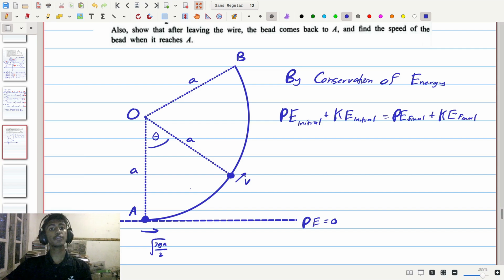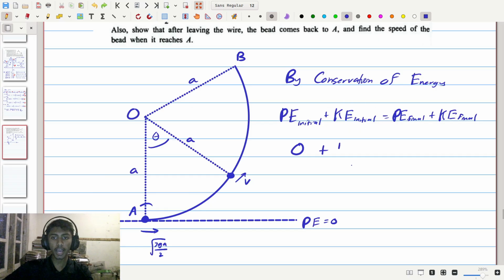So now, if we go around substituting for this, the initial point is this point here where we're at A. At A, PE is defined to be 0. Well, I defined it to be 0. So therefore, at that point, let's say that PE initial is equal to 0, and then plus KE initial.